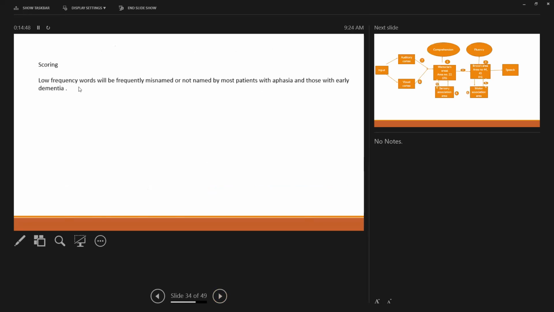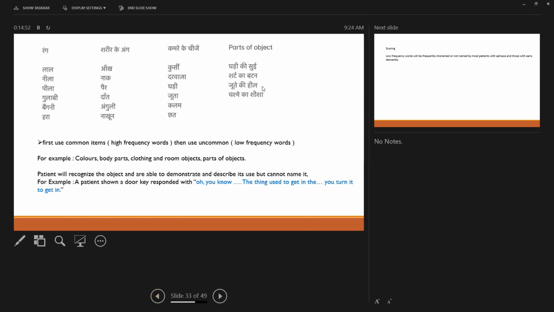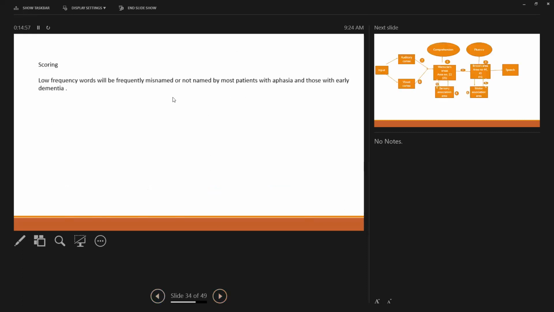Low frequency words will frequently be misnamed. Low frequency words like parts of objects will be frequently misnamed by normal people as well as in patients with early dementia.